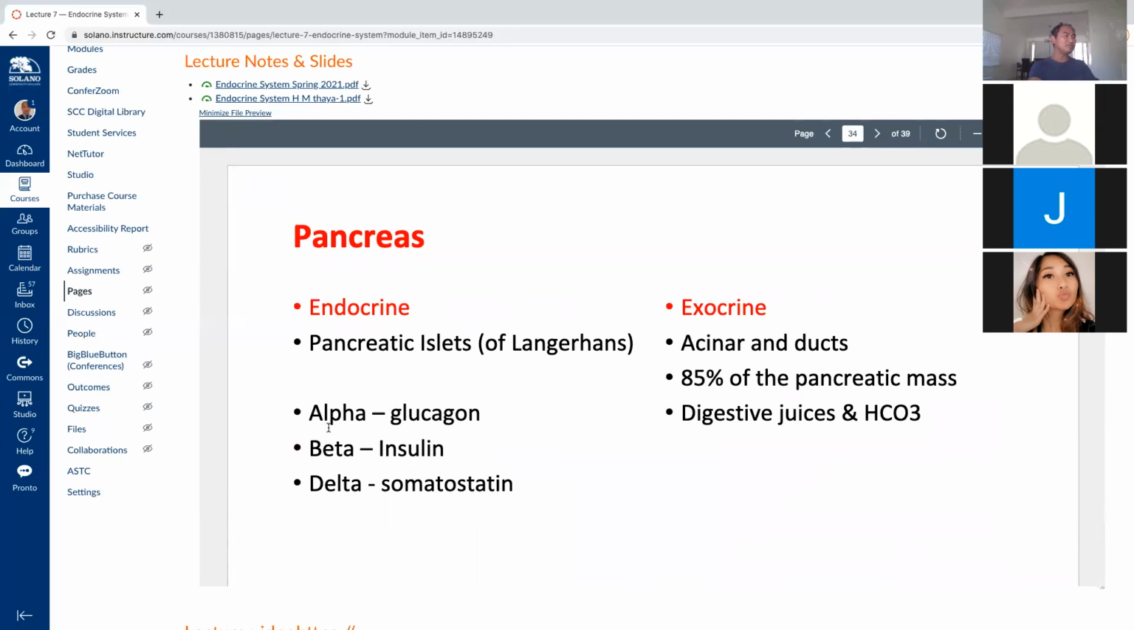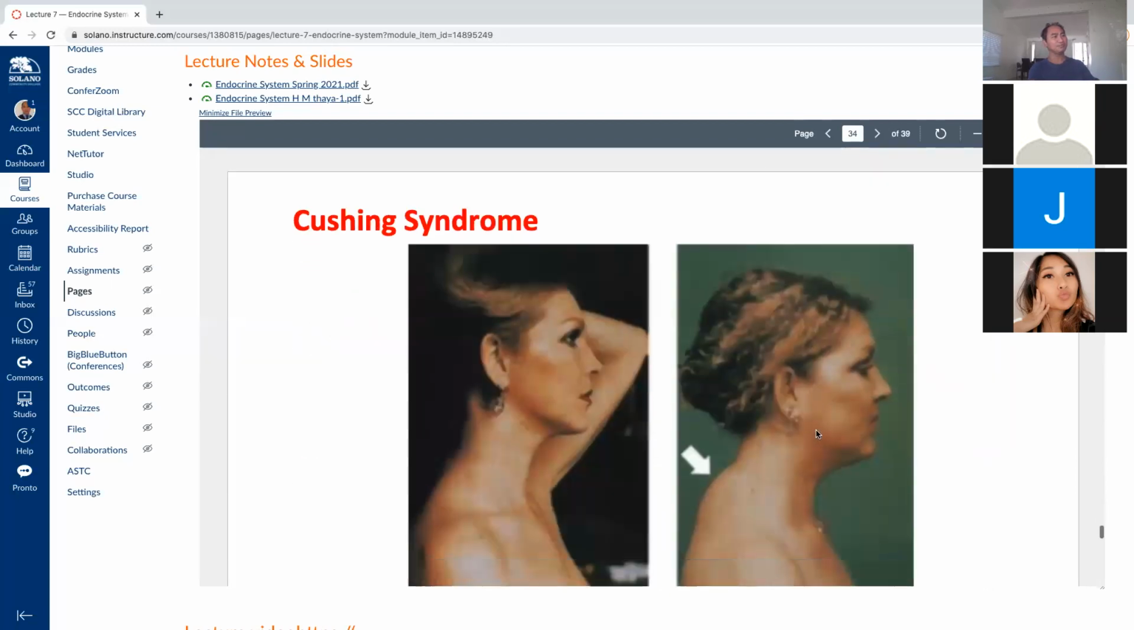So alpha cell will secrete glucagon, beta cell, insulin, delta cell, somatostatin. Exocrine gland, acinar cells, and ducts, so bicarb, digestive juice.